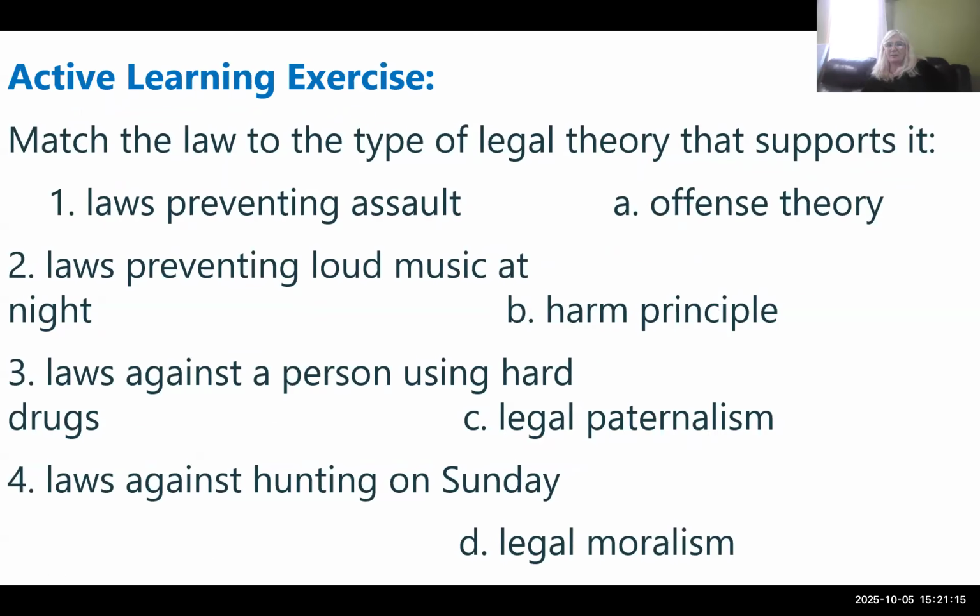So match the type of law to the type of legal theory. Laws preventing assault, laws preventing loud music at night, laws against the person using hard drugs, or laws against hunting on Sunday.